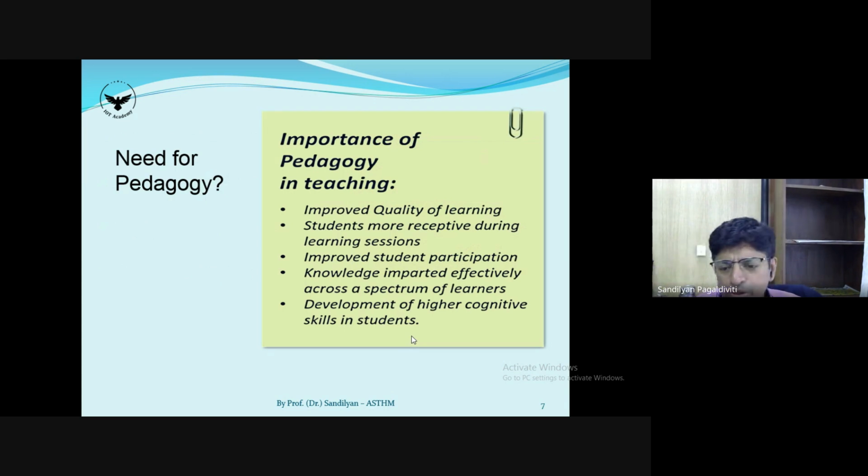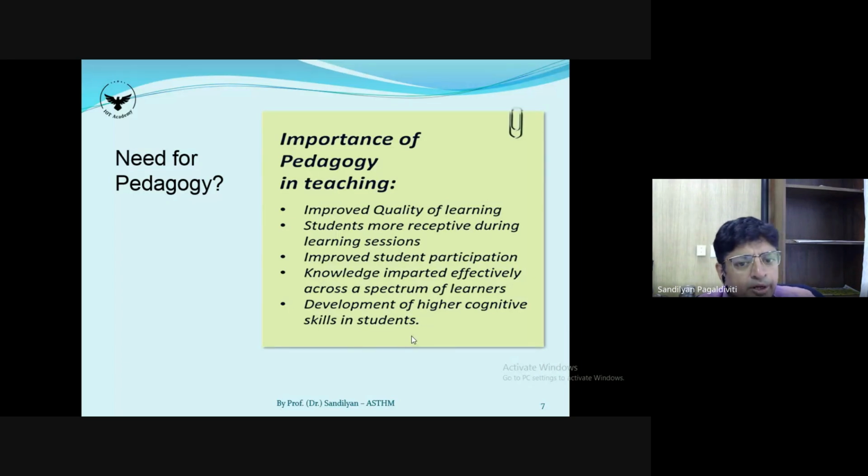Now, let us quickly understand some of the things. We have talked about what are the objectives of this session, what we are going to do, what is interesting in this, why it is to be done. What is the need for pedagogy? Is there any particular necessity to follow something? Yes, there is. And it has been scientifically proved that using the right kind of pedagogy can help in the following manner.